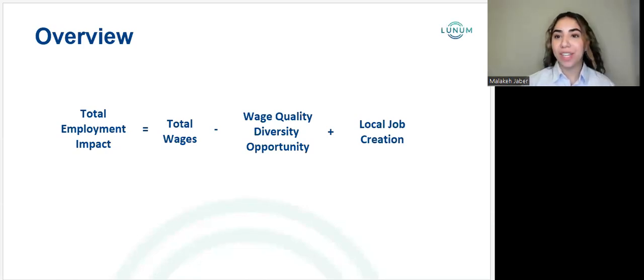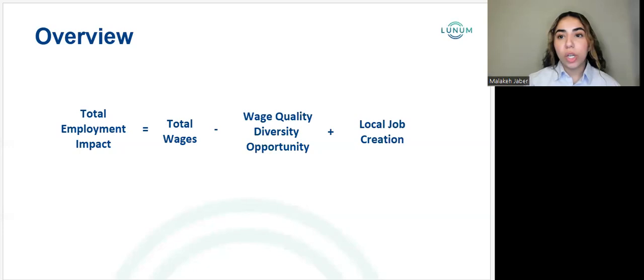Now, before I dive into the nitty-gritty, I wanted to provide a high-level overview of impact accounting. High-level, impact accounting is a way to measure and report a company's performance in terms of both its positive and negative impact. Those impacts are to both its employees and the neighboring community. If we take a look here, I provided the high-level formula for total employment impact.